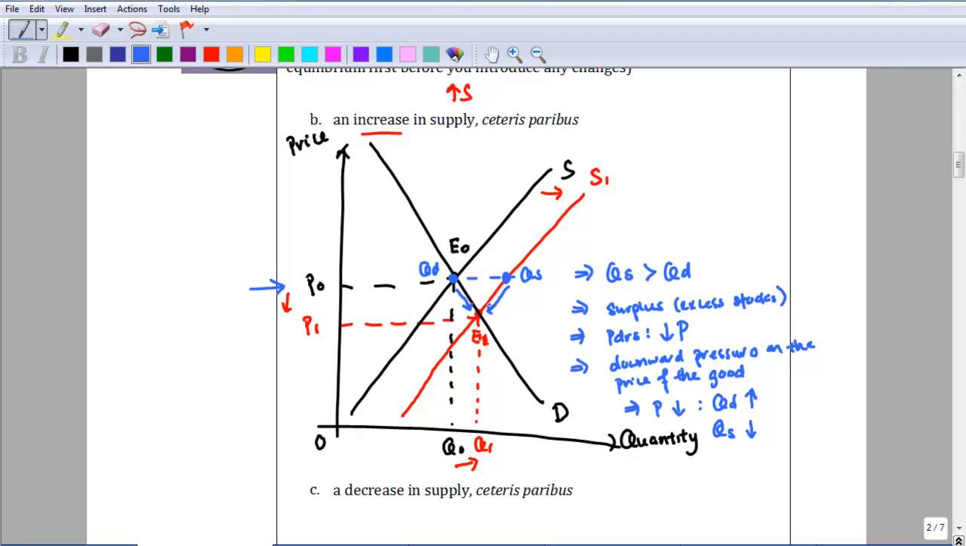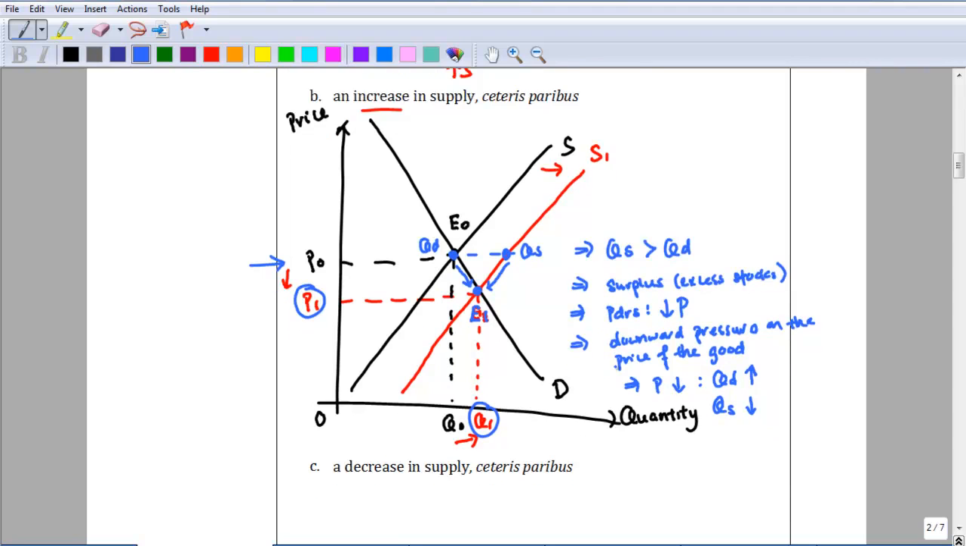So this process will continue until the market reaches the new equilibrium point E1. Because at this equilibrium point E1, your quantity demanded is equal to your quantity supplied once again, and therefore the market clears because it's back to equilibrium. As a result, your new market equilibrium price will be P1, and market equilibrium quantity will be Q1.